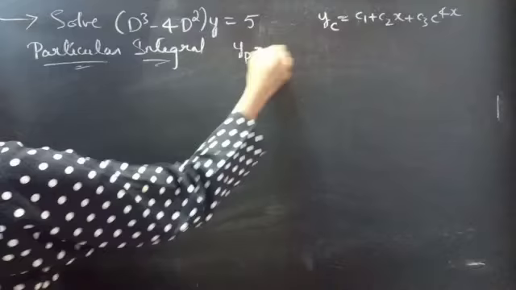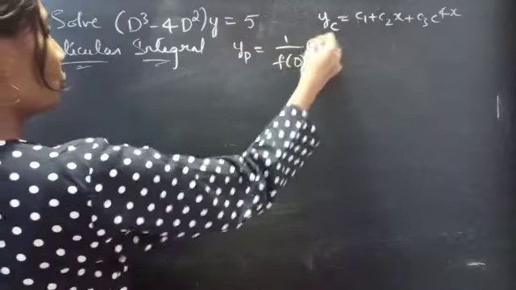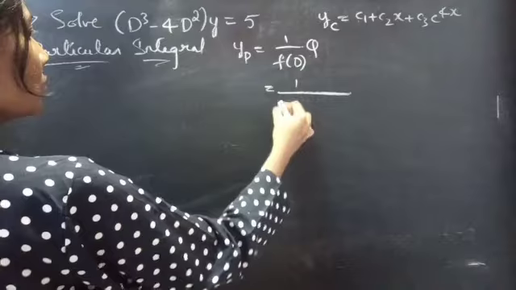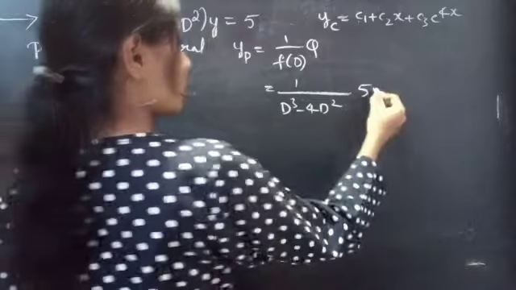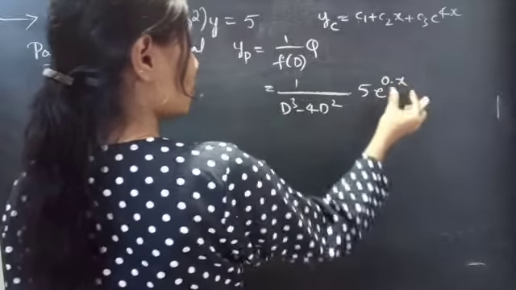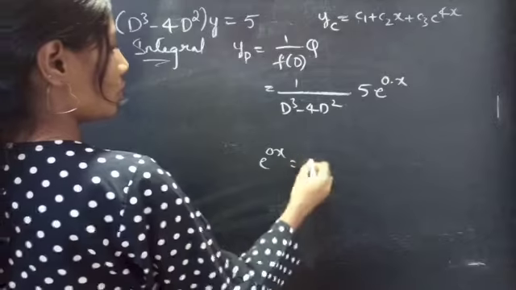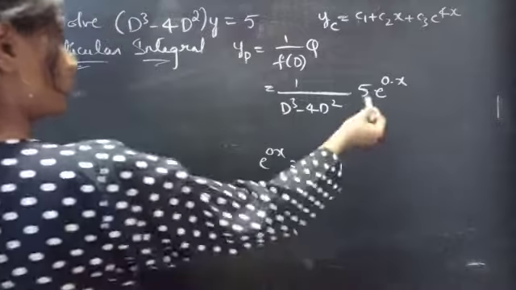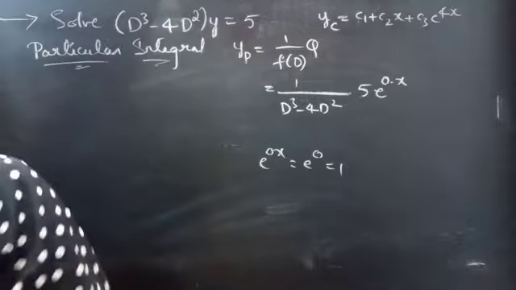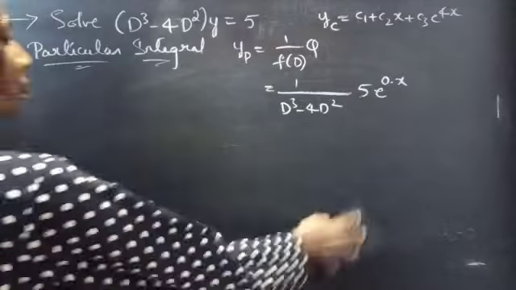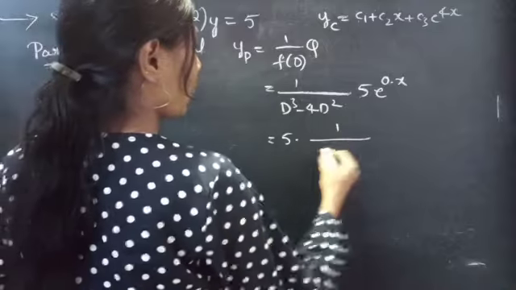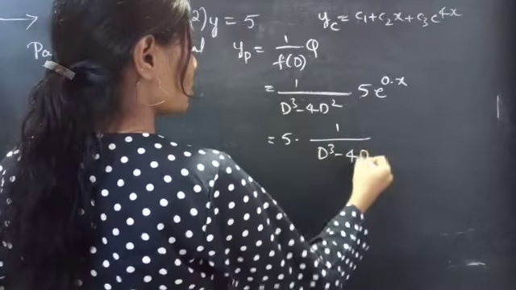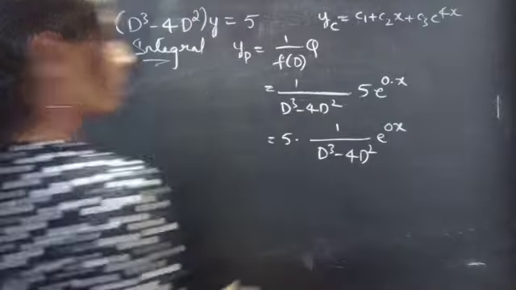The particular integral is given by y equals 1 by f of D into Q, which equals 1 by, we have f of D equals D cube minus 4D square, into Q is 5. You can write 5 as 5 into e power 0 into x, since e power 0 into x is e power 0, which equals 1. Again you'll get 5 here. So 5 into e power 0 into x is 5 into 1, which is 5. Now, you can write this as 5 into 1 by D cube minus 4D square into e power 0 into x.